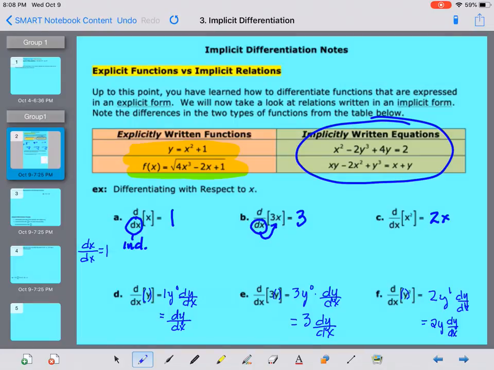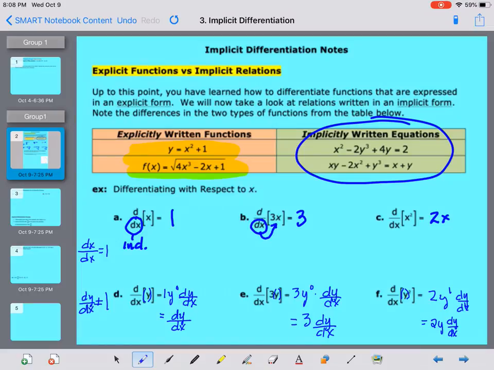But when it comes to the dependent variable, we wind up getting something like this, and that is not equal to 1. That dy dx can change, because remember that dy dx represents the slope, and slope can change from point to point. When we're dealing with dx over dx, that's not really slope, so it just simplifies down to 1.